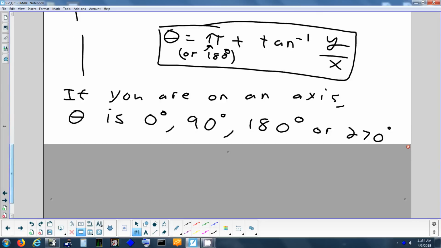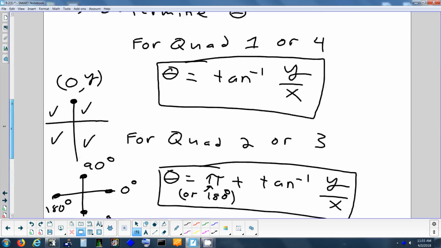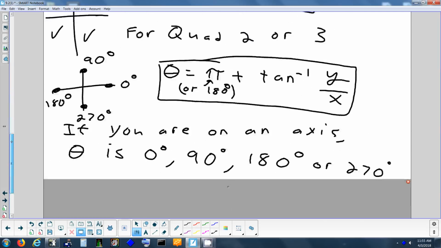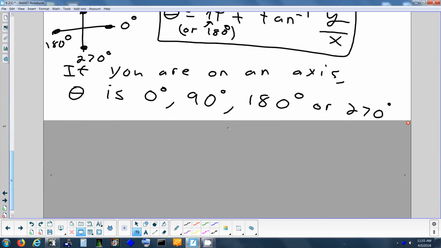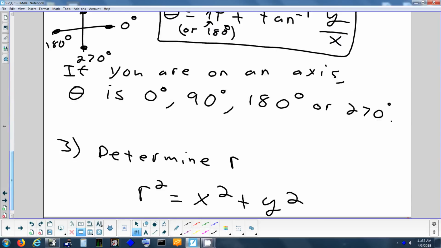You just have to know these 4 numbers, which you probably already do. 0, 90, 180, 270. How will you know if you're on an axis? Easy. One of the numbers in your coordinate is a 0. 0, 5, 5, 0, something like that. Okay, so that's how you find your angle for quadrant 1 and 4, 2 and 3, or if you're on an axis, it's one of those. The radius is just what Colin said, the Pythagorean theorem. We already said that.